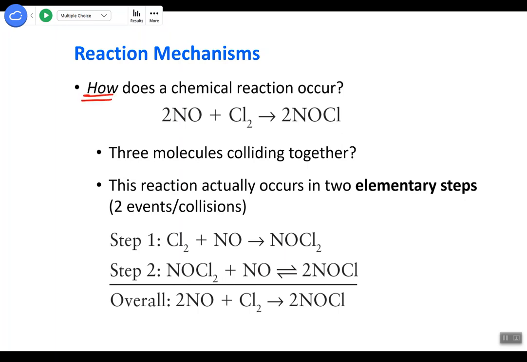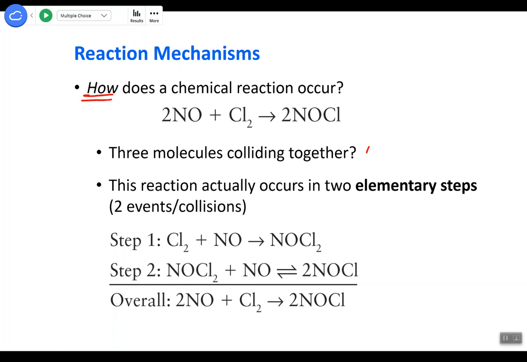For example, how does this particular reaction occur? Here it looks like we have two molecules of NO, nitric oxide, smashing into chlorine gas to produce nitrosyl chloride, or NOCl, two molecules of it. That's cool, but is that what actually happens at the atomic level? Do we need two NOs and one Cl2, three different molecules, to simultaneously smash into one another with the correct energy at the correct moment, in the correct orientation to make that reaction happen?